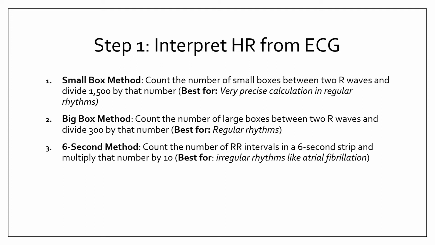And so there's a couple of different methods. So method 1 is the small box method, and this is the most precise. So the small box method is a way to calculate the heart rate. We count the number of small boxes between 2 consecutive R waves. So remember QRS. So we're looking at the R waves, like the peaks on the ECG. And we're going to divide that by 1500.